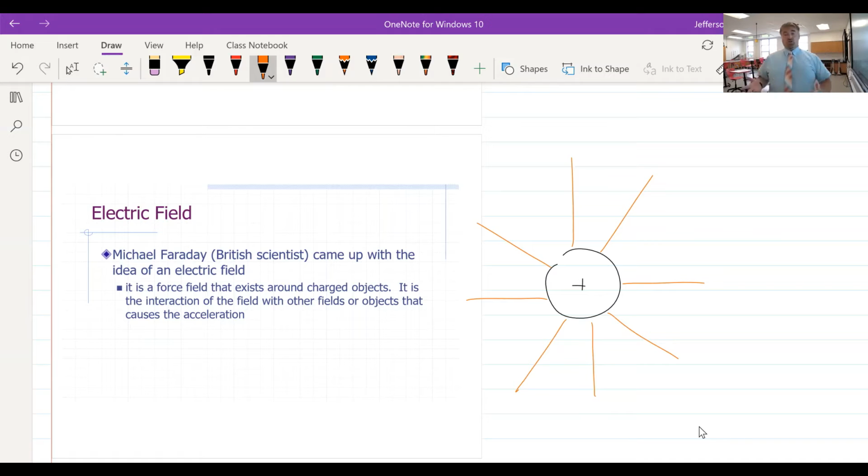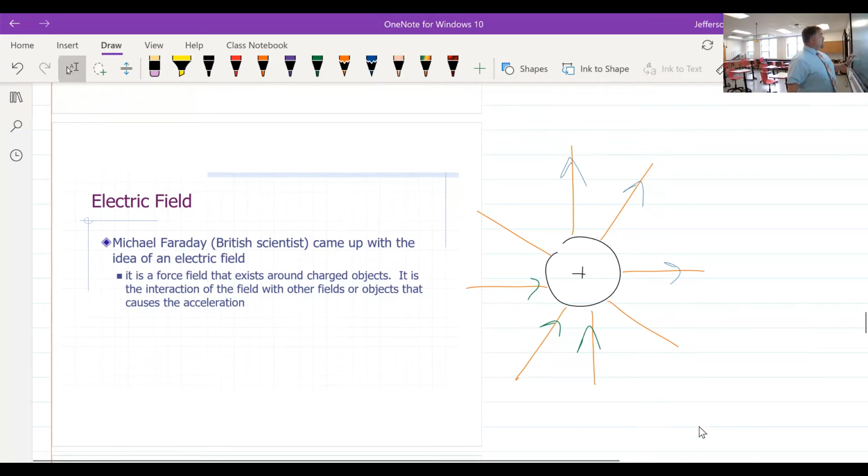Where this gets tricky, though, is the fact that where gravity is only an attractive force, the electric force can be either attractive or repulsive. And so the problem lies in the fact that it could be away or it could be toward, depending on what you're talking about. And so Michael Faraday was the one that had to come up and define that. And we've taken his convention.